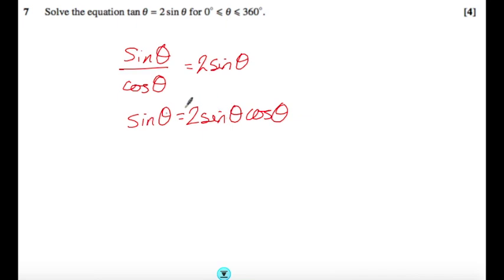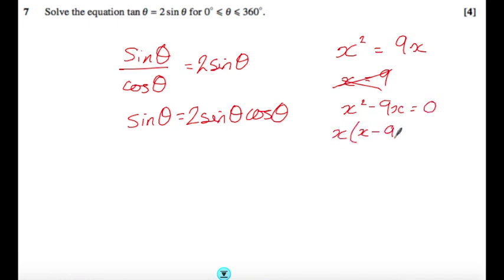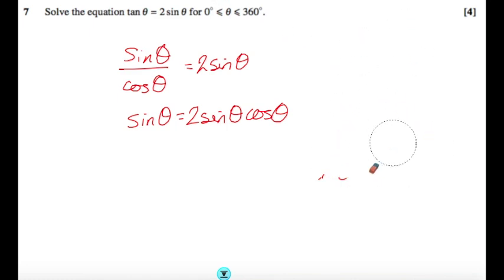Okay, now don't be tempted to divide by sine, because you're actually going to lose solutions there. For example, if I had x squared equals 9x, and I might think, oh, let's divide by x, and that just gives me x equals 9. But actually what we should do is put everything on one side and factorise. So we can factorise out an x here, and we can actually see, well, x can equal 9, but it could also equal 0. So just be aware of that when you're doing trig.